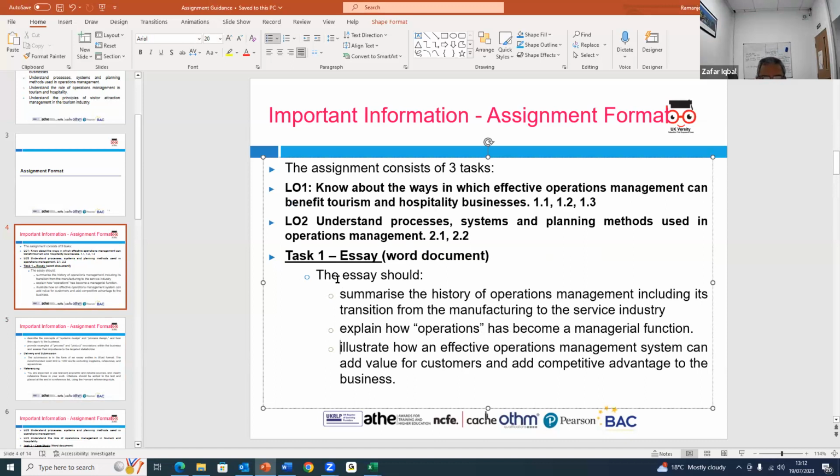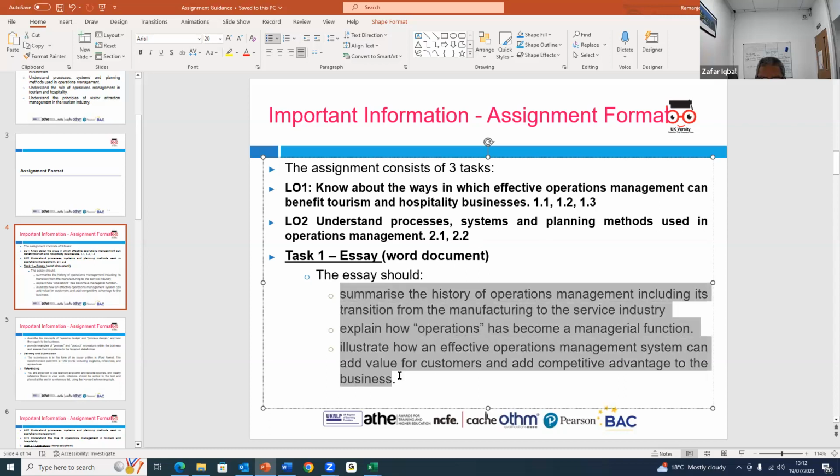Okay, are we okay on this? Yeah. And this will satisfy your 1.1, 1.2, and 1.3. In other words, the essay should address these 1, 2, and 3 learning assessment criteria, and should be word processed. It should be in essay format, not a presentation.